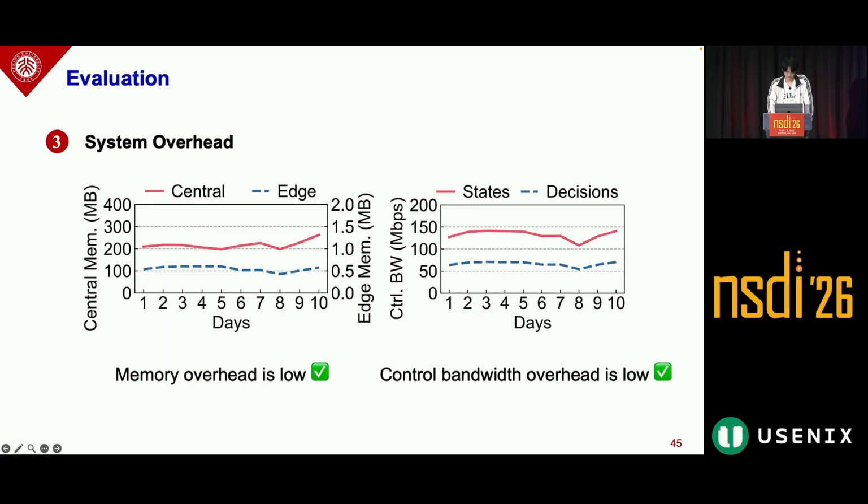The system overhead remains very low. The controller memory is under 300 megabytes. The edge node memory is negligible, and the control bandwidth stays below 150 megabits per second globally.